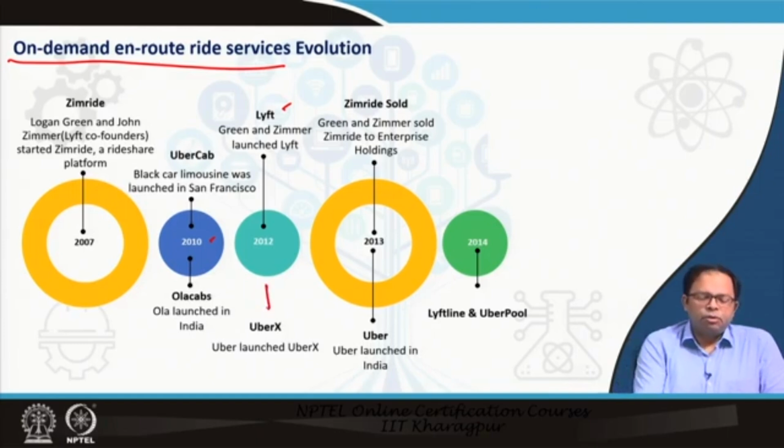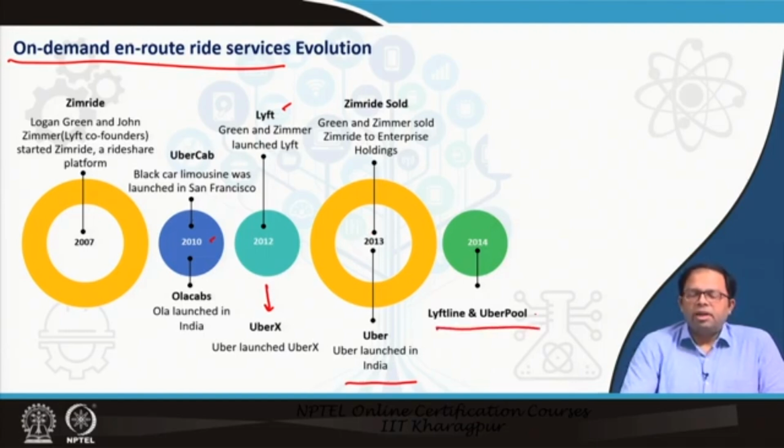During the same time, UberX was launched. This was another form of the same ride sharing service offered by Uber. And then Zimride was sold, and Uber was also launched in India during 2013, and finally during 2014 we have Lyft Line and Uber Pool, where ride splitting services were also started. So you can see an evolution of the different ride sharing or shared mobility services, particularly for vehicles.